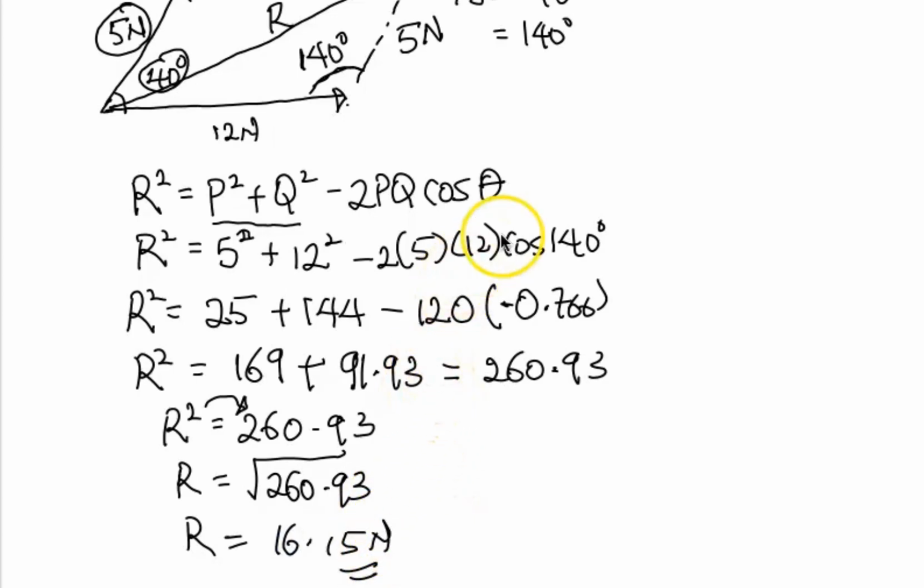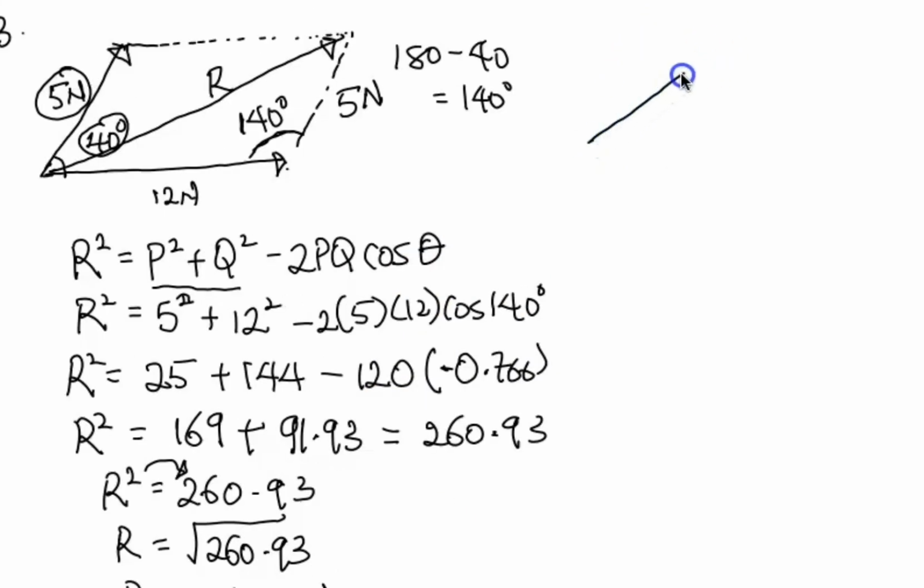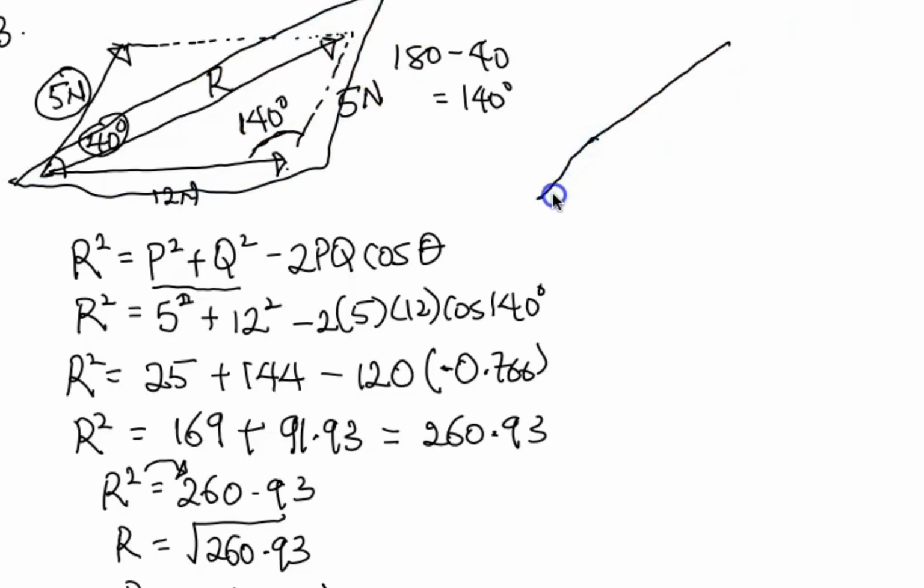So we then go ahead to calculate the direction. Remember, I told you in the previous video lesson, we have to cut out that triangle. So I'm going to cut out this part, just this part. So we end up having something like this. So remember, this is 140. Now this is 12 Newton.